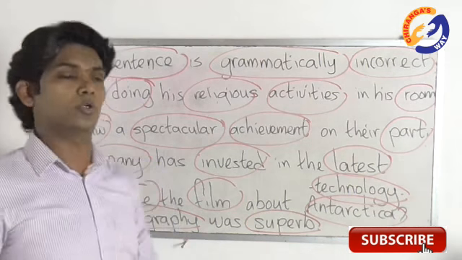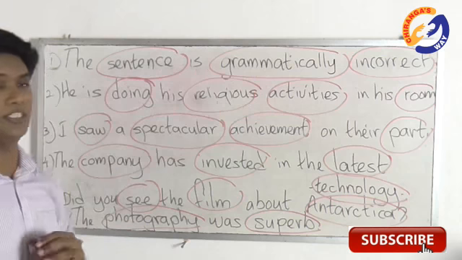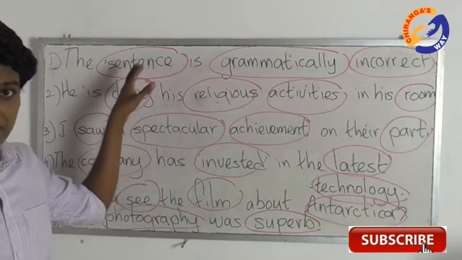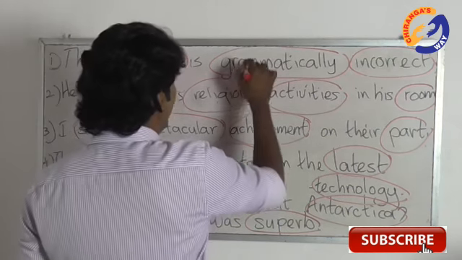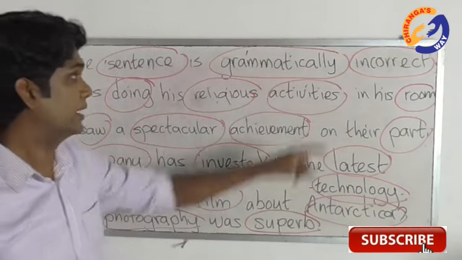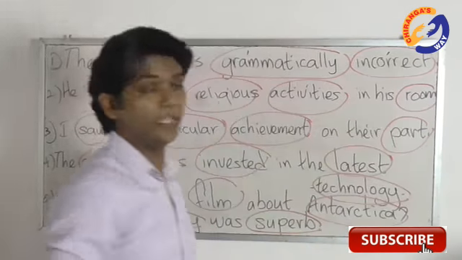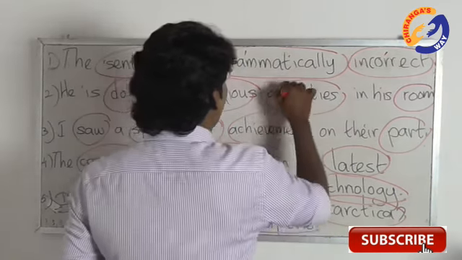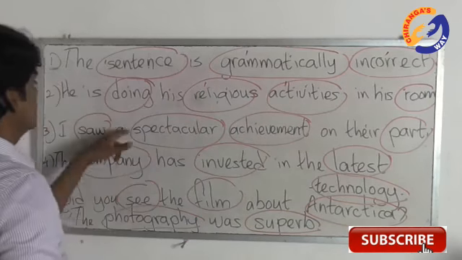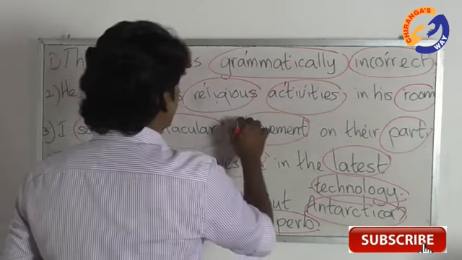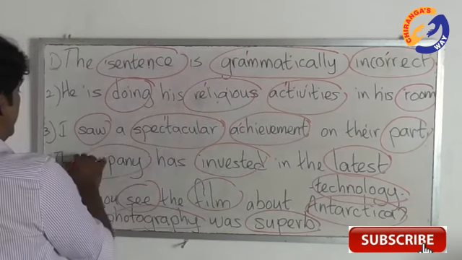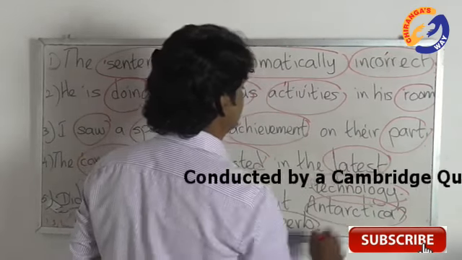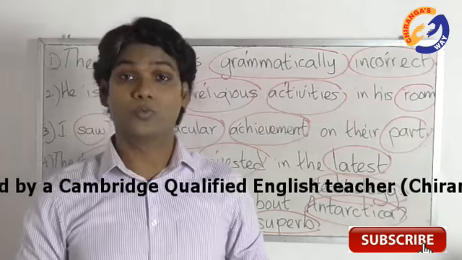When you take a long word, for example this one, sentence, here the word stress is at the beginning. So we pronounce this word as sentence. This one, grammatically, here the word stress. This one, incorrect, word stress. Here, doing, religious, activities, room, spectacular, achievement, company, invested, latest, technology. So that is called the word stress.